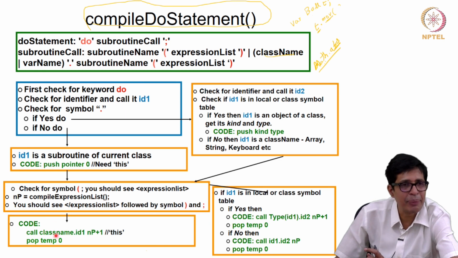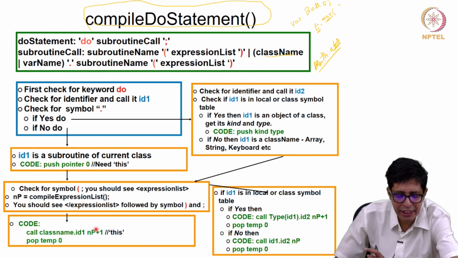So you have a global variable called class name, which is the current class, so you use it here: class name dot id1. id1 is the first thing that you have seen here, np plus 1. np is the number of arguments in the call, plus 1 because you have already pushed this. So this is basically the number of arguments, which will be np plus 1.